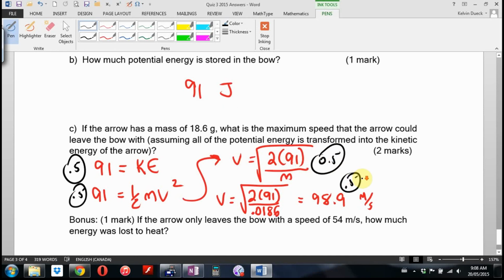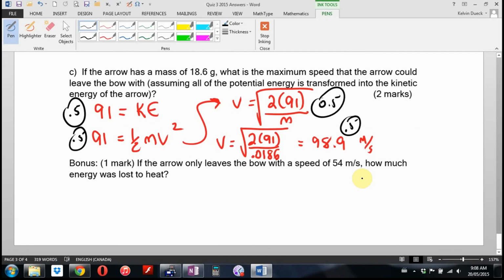What if the arrow only leaves the bow with a speed of 54 meters per second? How much energy was lost to heat? Oh, and sound, because a bow thrums when you let it go. That's some energy as well. But the handle actually does absorb some heat and get warmer.